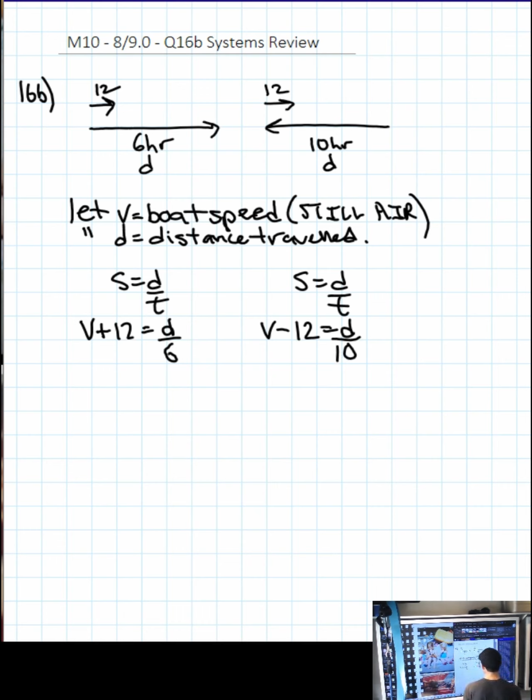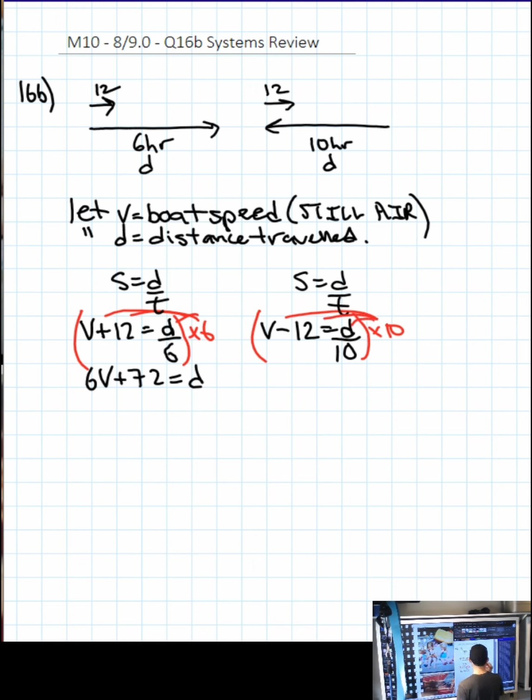Now, we don't like these fractions, so we're going to clean these fractions up. So let's multiply both sides by 6. If we distribute backwards, we're going to get 6v plus 72 equals d. And the equation on the right, we're going to times both sides by 10 and distribute backwards. And we're going to get 10v minus 120 equals d.